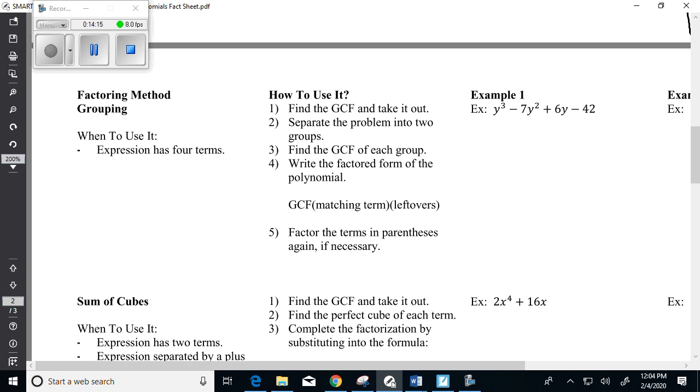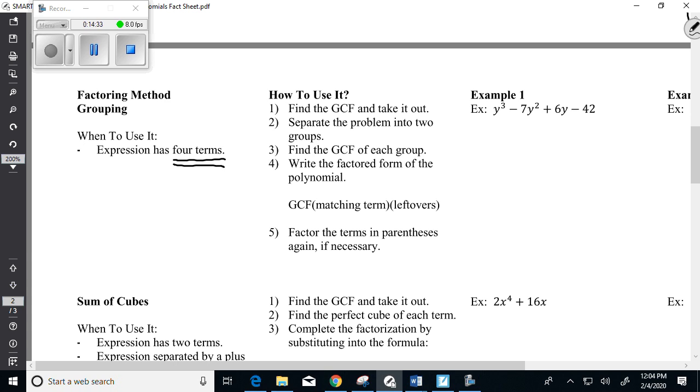Next factoring method is grouping. Grouping is pretty self-explanatory when you can use it. The expression has to have 4 terms.